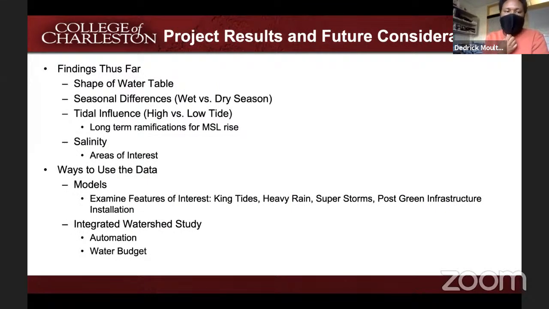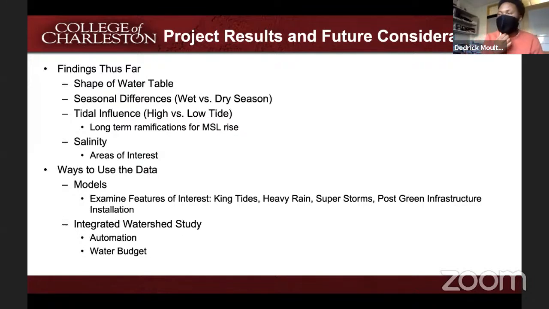So just to sum up what we've seen so far, in this project we wanted to show the shape of the water table, as well as look at how the seasons are influencing it, wet versus dry. And we've also looked at how the tides are influencing it. We did so because that gives a really clear understanding of how, as mean sea level rise continues to increase, we're going to see salinity on the island. And I highlighted some areas of interest that I think will warrant further study. And I figured this would be something you were interested in, ways to use the data that we have.